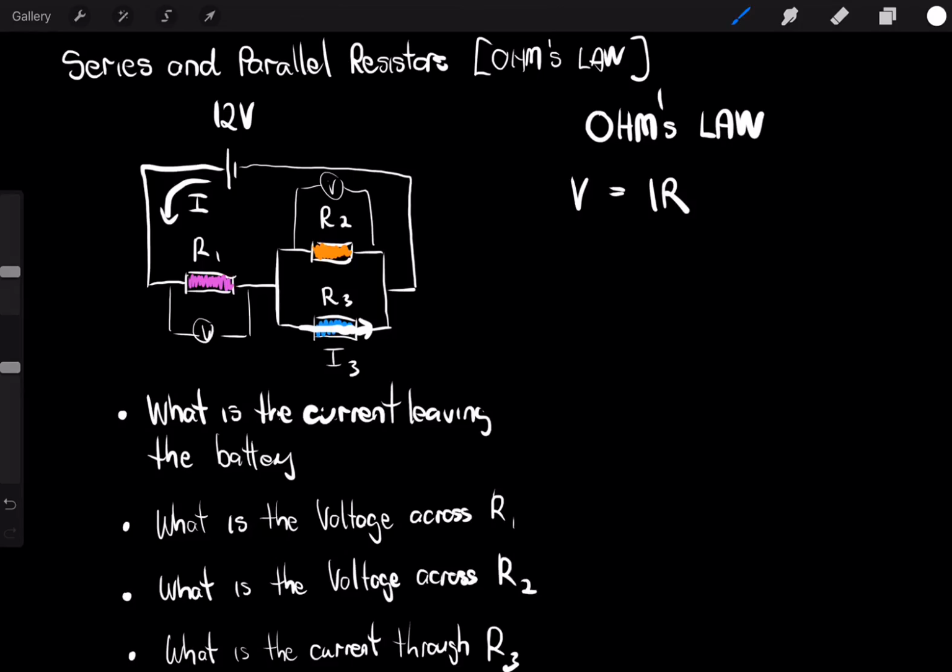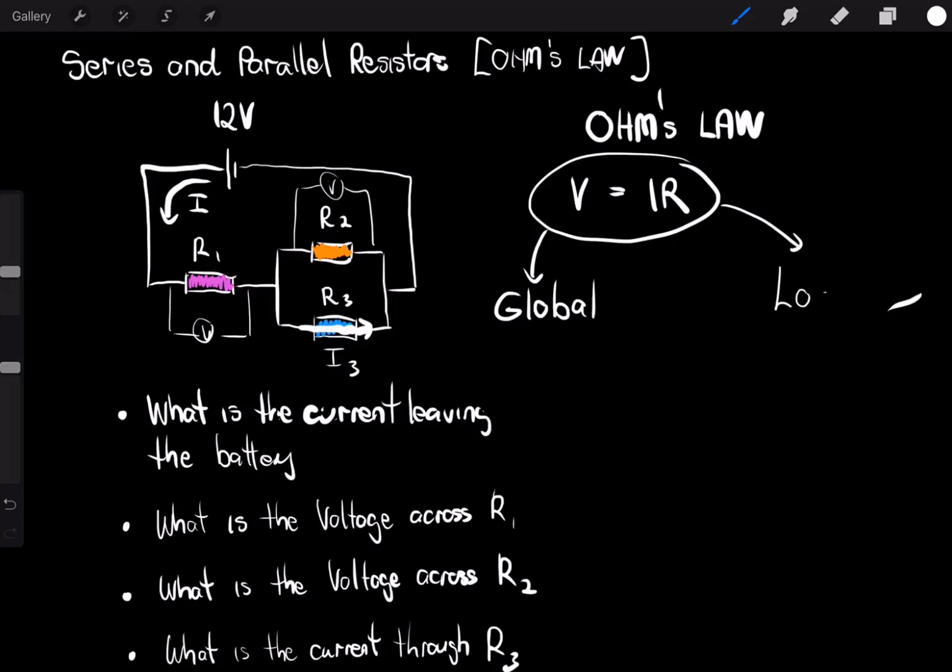However, we can think of Ohm's law in two ways, and I like to think of them as the two forms of looking at Ohm's law. There's the global version, and then there's the local version. Global and local.